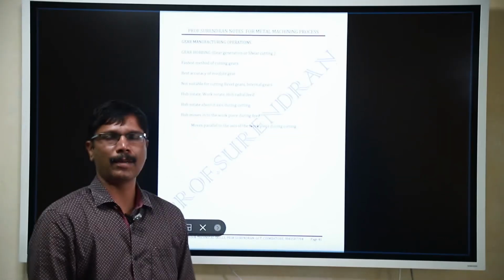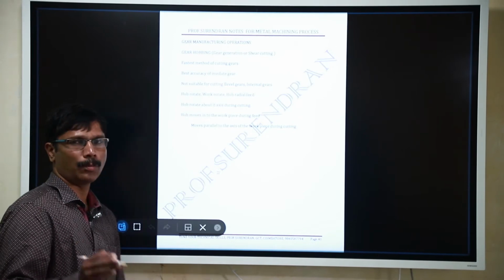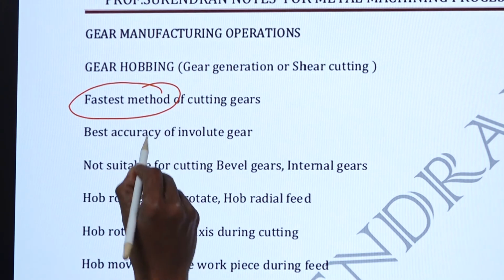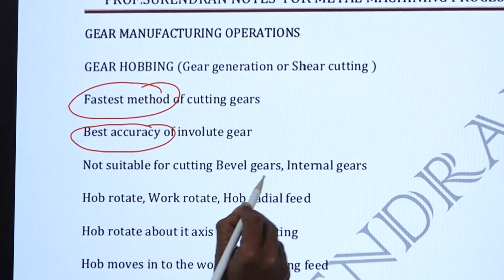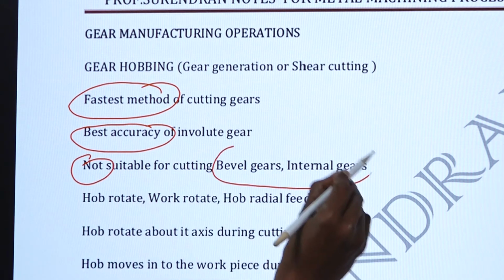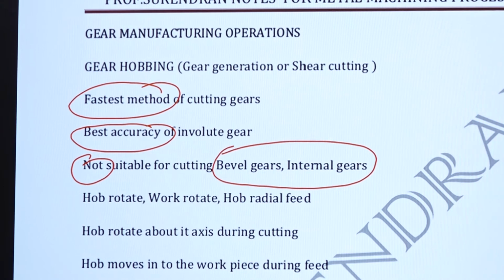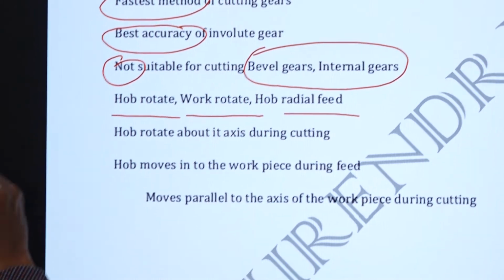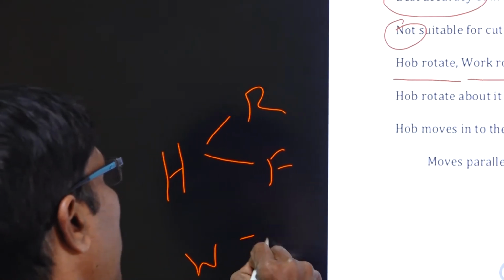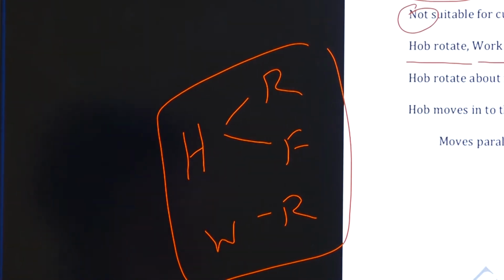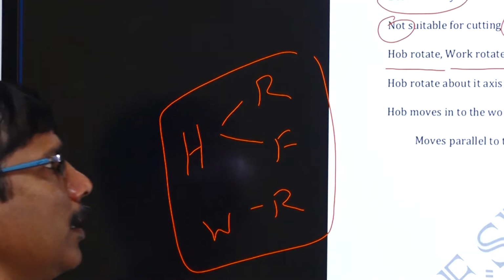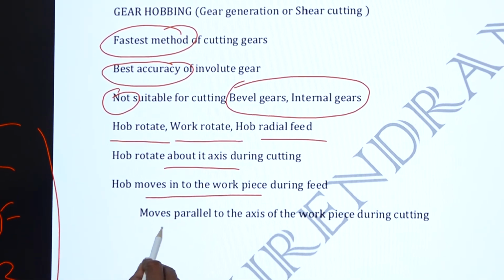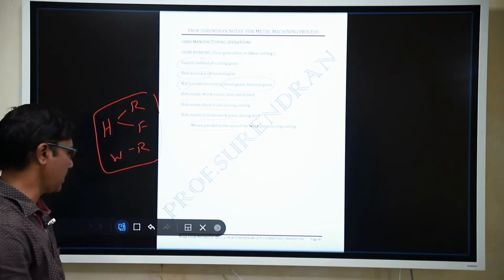Now we discuss the gear manufacturing process. The most important process is gear hobbing. Gear hobbing is the fastest method and produces the best accuracy, but is not suitable for cutting bevel gears and internal gears. Three movements are possible: hob rotate, hob radial feed, and work rotate. The hob rotates about its axis, moves into the workpiece during feed, and moves parallel to the axis. These are the three movements possible in gear hobbing.